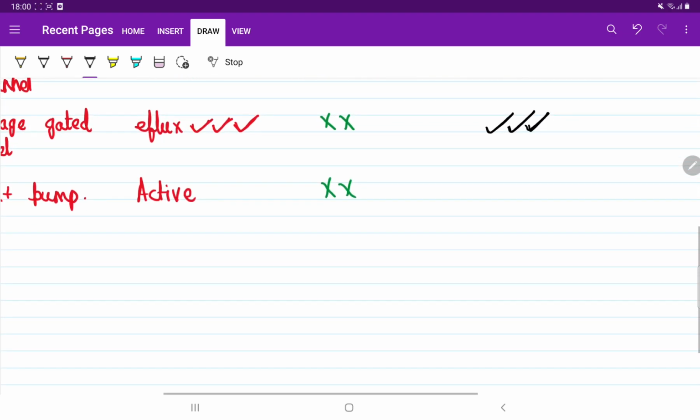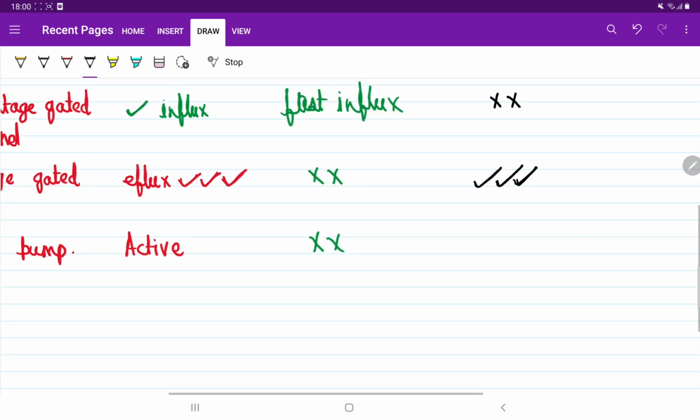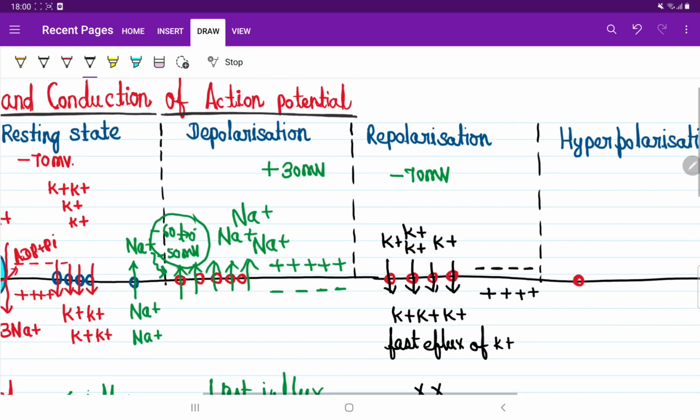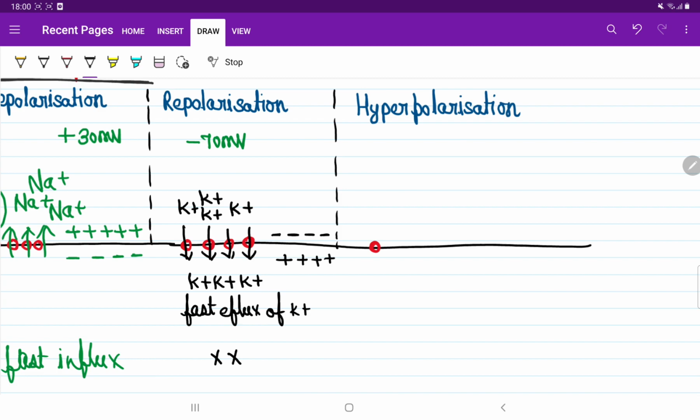Fine. And then we have the sodium potassium pump. This sodium potassium pump is inactive. Fine. So this is how repolarization occurs. After repolarization, when the charge was declining, it reached minus 90 millivolt, which is less than the resting potential.